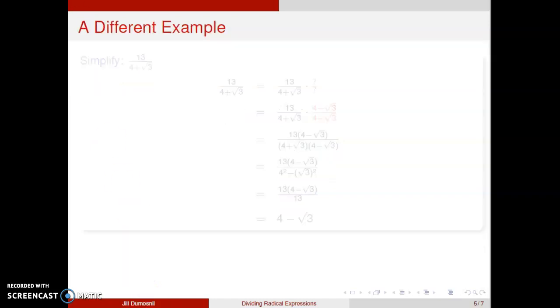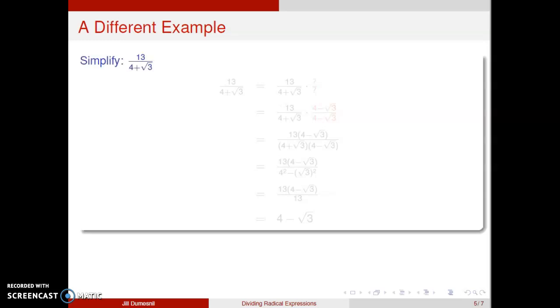Let's consider a different example with a binomial denominator. Simplify 13 over the quantity 4 plus root 3. Again, we need to determine what multiplier will eliminate the radical in the denominator. We need to get rid of the root 3 without introducing a radical factor to the 4. Using 4 minus root 3 over 4 minus root 3 will work because we can exploit the difference of squares formula in the denominator.